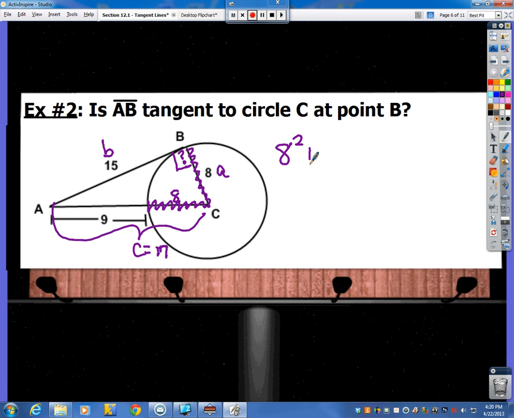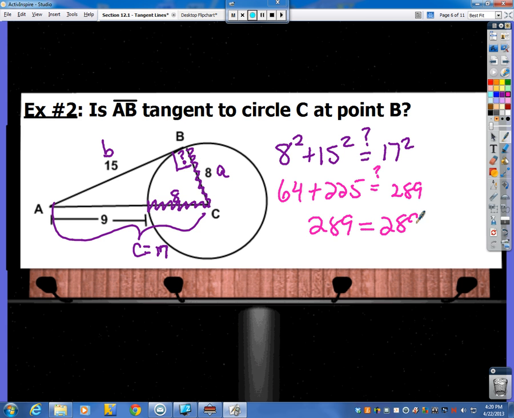So we need to check, is 8 squared plus 15 squared really equal to 17 squared? And if you recognize this is a Pythagorean triple, it does work out. But just to show you real quick that it really does work out, 64 and 225 indeed makes 289, which is equal to 17 squared, which is 289. So our conclusion: is AB tangent to circle C at point B? And we would say yes. That is true because the Pythagorean theorem does work. And if the Pythagorean theorem works, we have a right triangle. If we have a right triangle, we do have a point of tangency at point B.